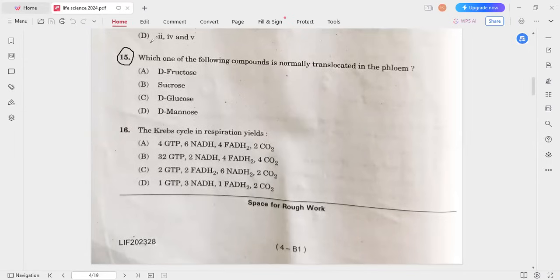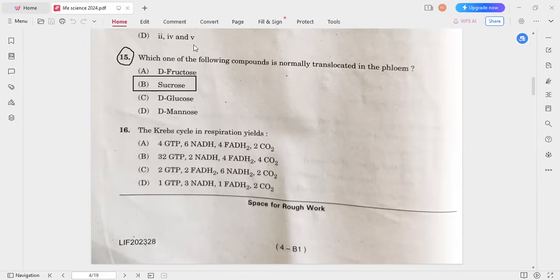So question number 15, which one of the following compounds is normally translocated in the phloem? Usually xylem transports water and mineral salts from the roots up to the other parts of the plant, while phloem transports the sugar. Here, which sugar? That is sucrose, as well as amino acids, between the leaves and other parts of the plant. So that's why option B, sucrose, is the correct answer for question number 15.